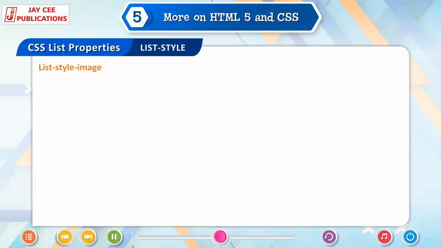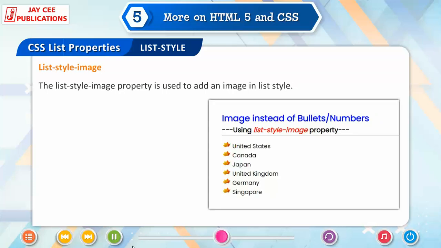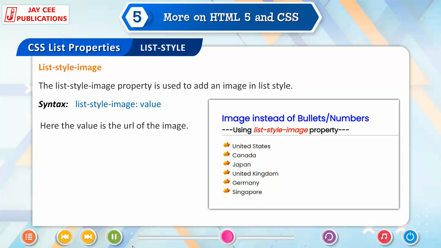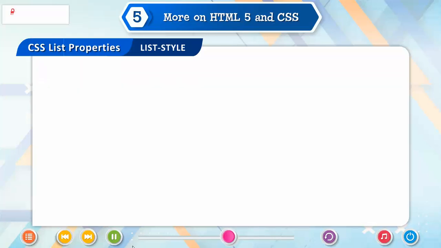List style image. The list-style-image property is used to add an image in list style. Syntax: list-style-image: value. Here the value is the URL of the image.